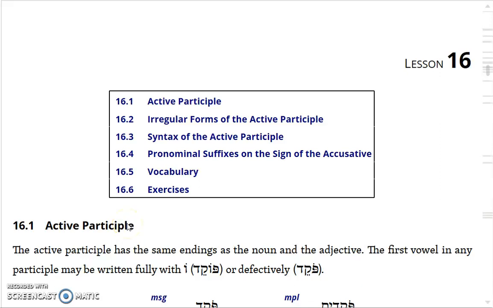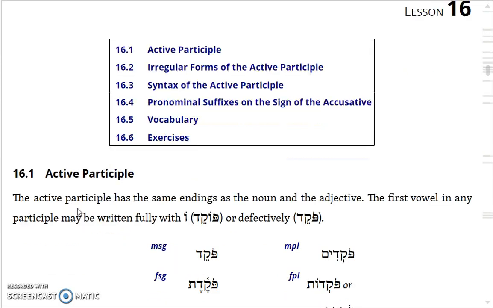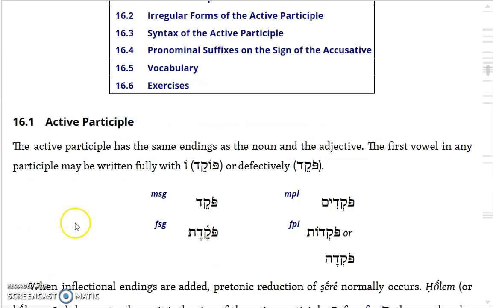I will now introduce lesson 16, which will have to do with the Qal active participle and suffixes on the sign of the accusative. The Qal active participle has a paradigm that looks like this. So taking the verb to appoint, pocade, you get pocade, pocadet, pocadim, and pocadot.